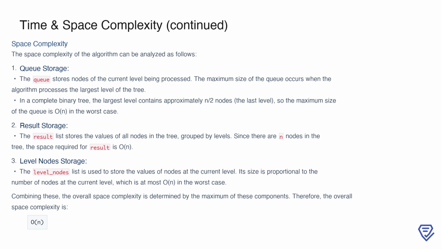Next, the result list, which stores the values of all nodes grouped by levels, requires n space since it holds one entry for every node in the tree. Additionally, the level_nodes list temporarily stores the values of nodes at each level. Its size is proportional to the number of nodes at the current level, which again is at most n in the worst case. Since the queue, result, and level_nodes are independent, the total space complexity is determined by the largest of these components. Therefore, the overall space complexity of the algorithm is n.